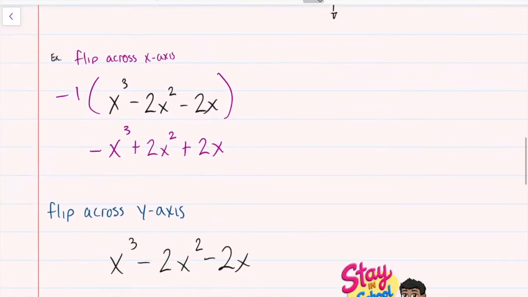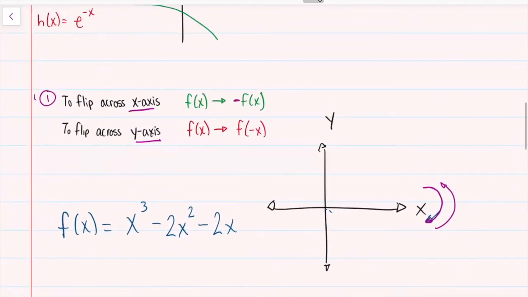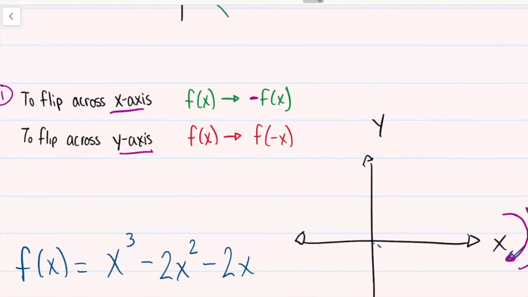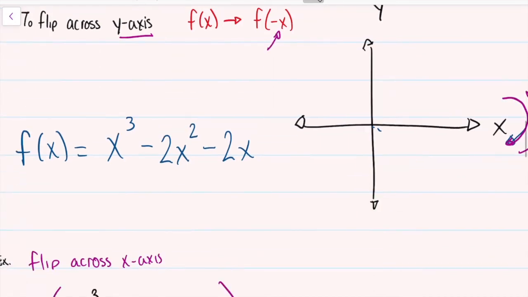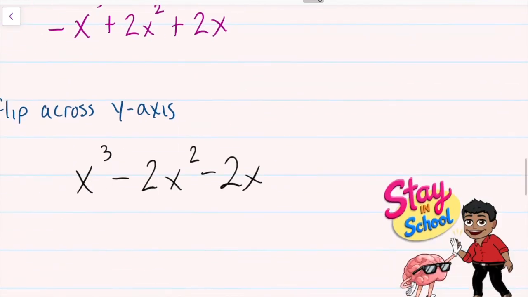Well, how can you flip it across the y? Very simple. You have the same thing. You're not multiplying everything by a negative. You are plugging in a negative x. What do I mean by that? Check this out. For every x you see, you're going to plug in a negative x. Look at that. For every x you see, you're plugging in a negative x.